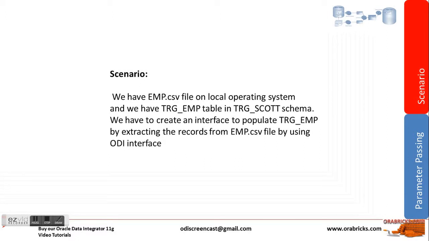Consider the scenario where we have an emp.csv flat file on our local operating server, and we have a trg_emp table in the trg_scott schema belonging to an Oracle database server. We have to create an interface to populate this target table trg_emp, which is in the trg_scott schema, by extracting the records from the emp.csv flat file using an ODI interface mapping.